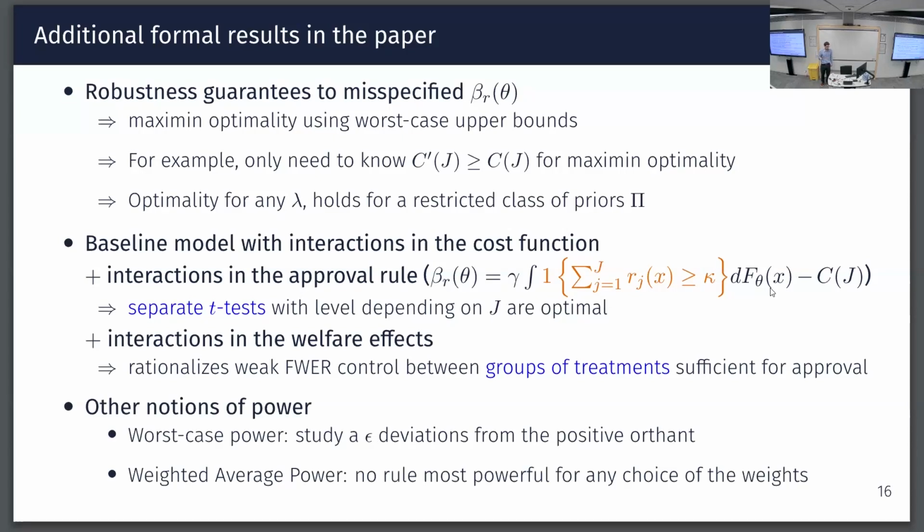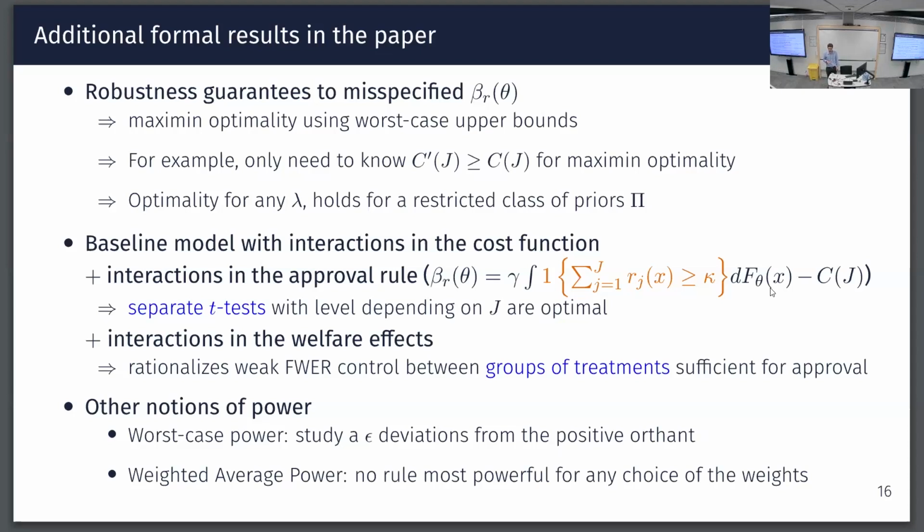So going back to the previous point, there are also some questions saying, okay, how do we think about other notions of power that we can incorporate? So for instance, we can think about worst-case power, where we study epsilon deviation from the null hypothesis, and this is something in the paper, or we can think about weighted average power, where we weight our objective function by some weight which depends on the parameter theta. And our argument here is that any solution will always depend on the weights. You can never find a solution which is optimal uniformly across the weights.